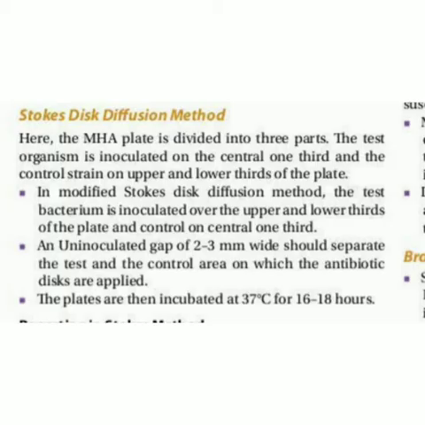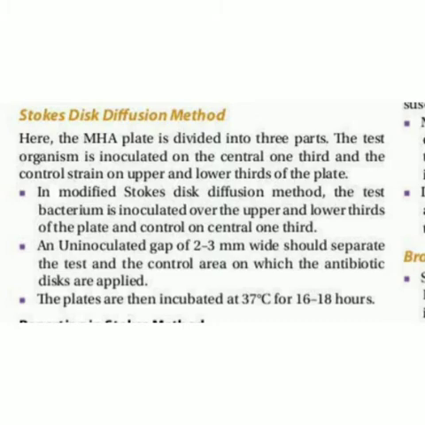Next one is the Stokes disc diffusion method. Here the MHA plate is divided into three parts. The test organism is inoculated on the central one-third and the control strain on the upper and lower thirds of the plate. In the modified Stokes method there will be a change, and the test bacterium may be placed in the upper and lower parts also. There will be an uninoculated gap of 2 to 3 mm wide between the test and the control area, in which the antibiotic discs will be applied. And the plates are then incubated at 37 degrees Celsius for 16 to 18 hours.